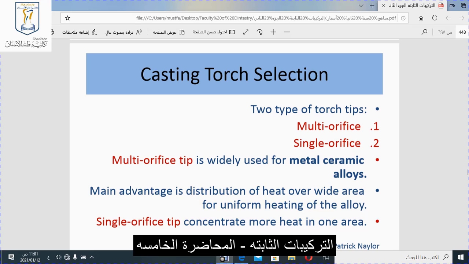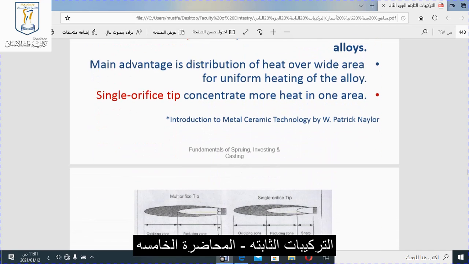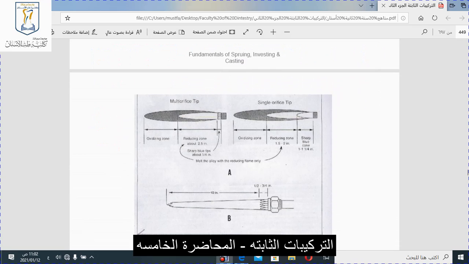For soldering, to concentrate the heat into the area where the solder will be done. So these are the heat sources, and these are the zones. The outer zone is the oxidizing zone. The inner zone is close to the orifice; it is the mixed zone. This is the reducing zone, and this is the oxidizing zone. So the casting will be done in the reducing zone.